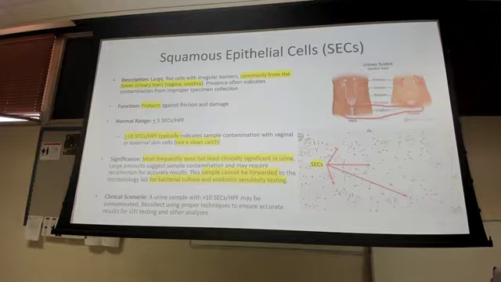So if you see anything greater than 10 squamous epithelial cells per high power field, what are we doing? Rejecting it. We're saying, get it out of here. We're not running it, because we cannot get any culture for bacteria. We can't do any antibiotic sensitivity testing. So make sure you let your patients know that.